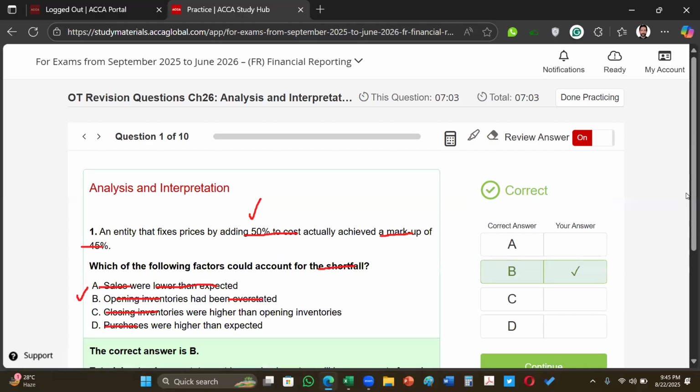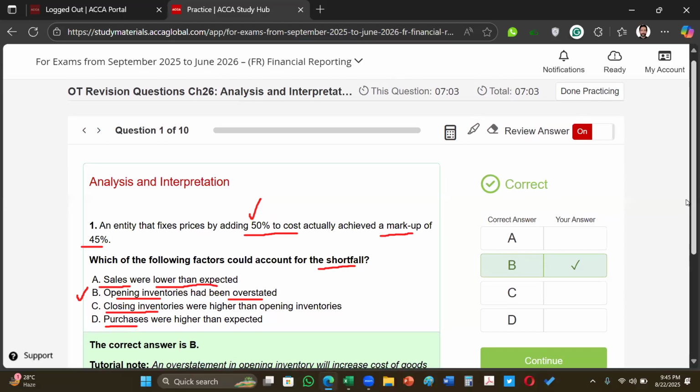So this is the first one. We've got option B as the right answer. Let me just clear the drawings before we move on. Okay, the next one that we have.